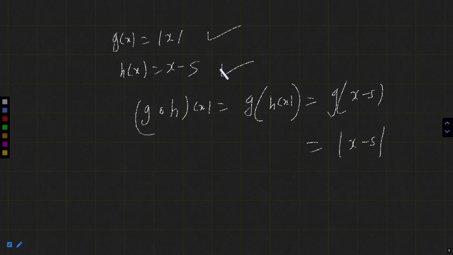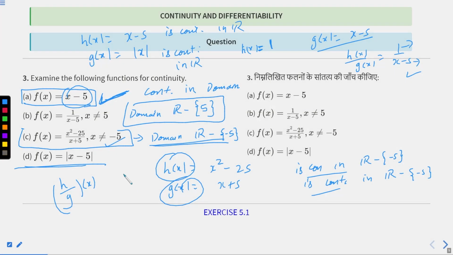Hence both are continuous functions. This means their composition is also going to be continuous, using just the theorem of composition of functions. I hope that it is clear. Very simple, very easy. Now let us move to the next slide.